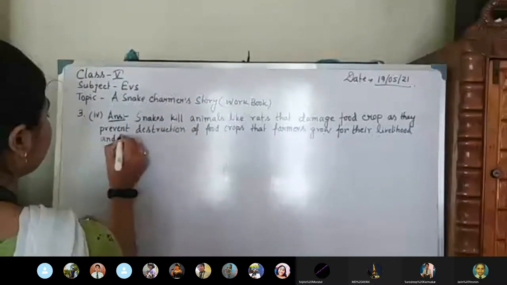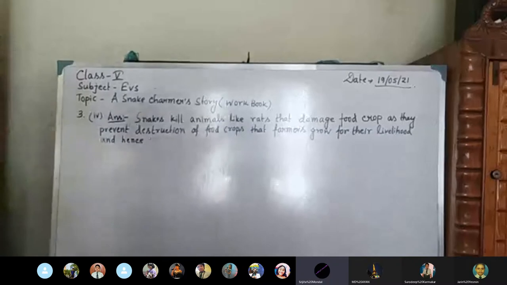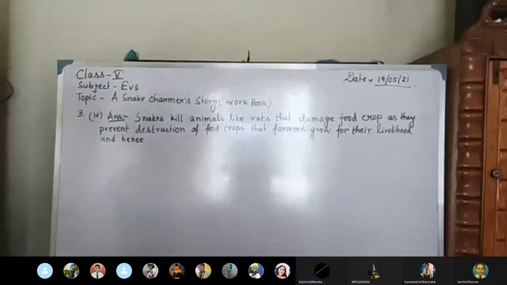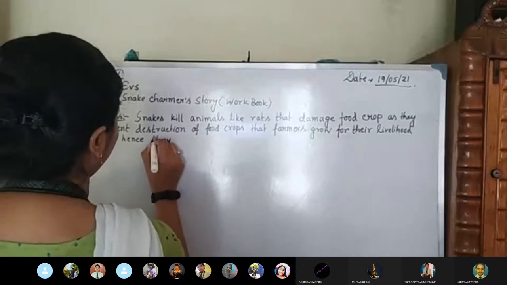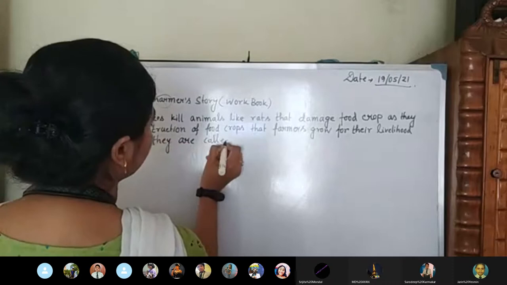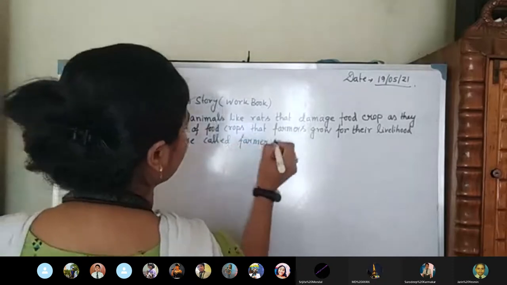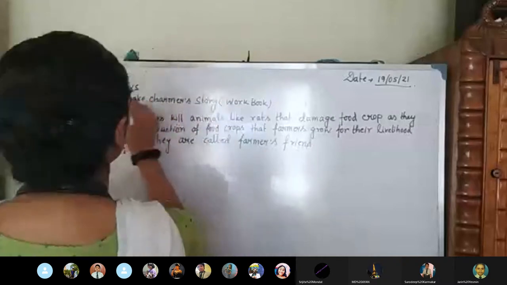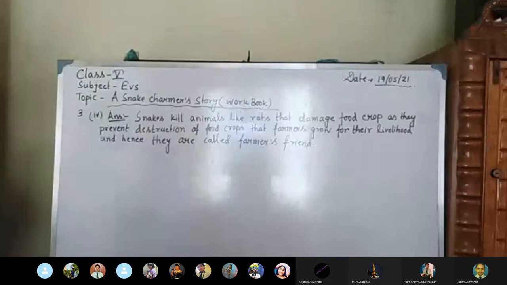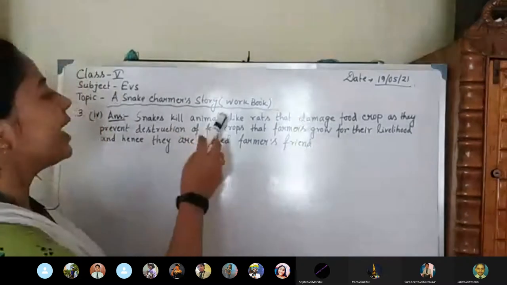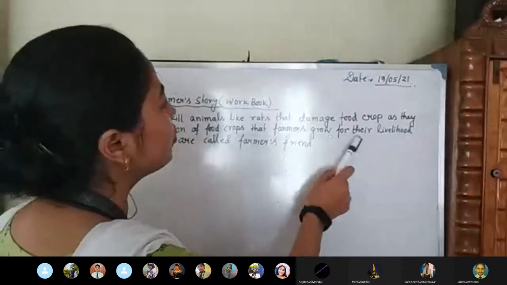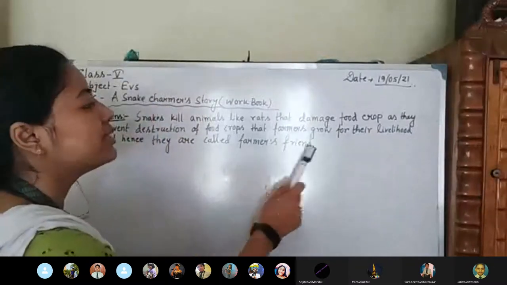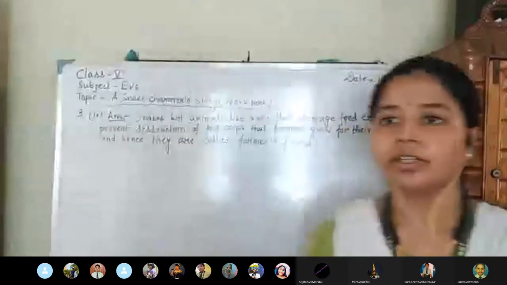And gains. Hence, they are called farmer's friend. Can you see the answer properly? There I have written, snakes kill animals like rats that damage food crops as they prevent destruction of food crops that farmers grow for their livelihood, and hence they are called farmer's friend. Is it clear to you, everyone?